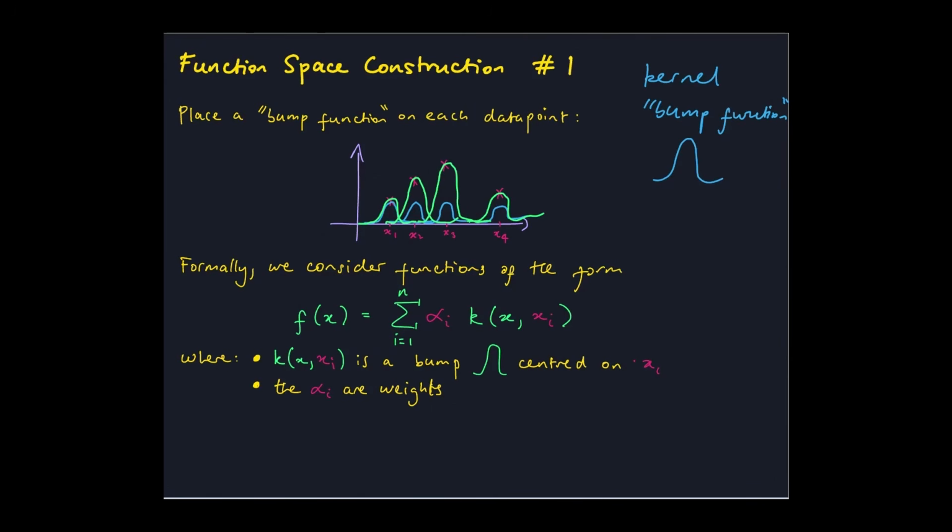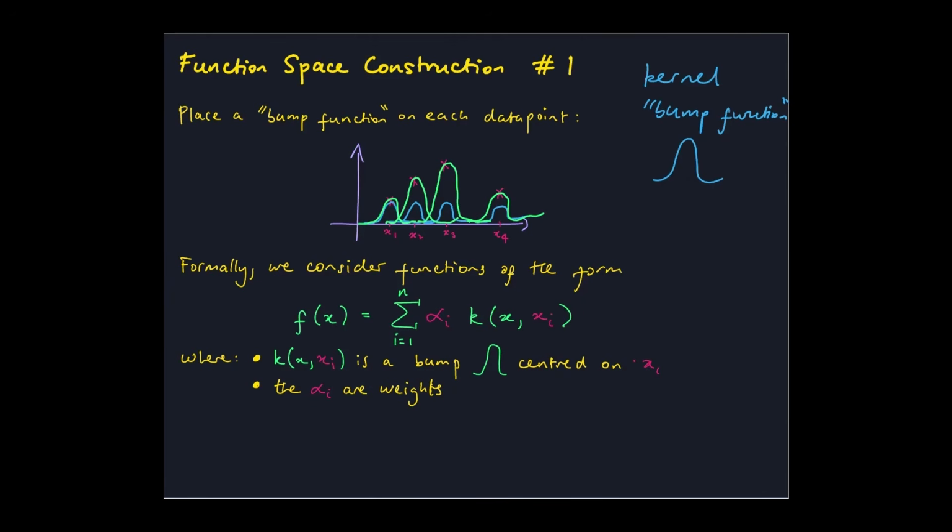And I wrote that down here. So I construct my function f of x by summing over, if I've got n data points, n bump functions. I denote each bump function using this notation k. And there's also a scalar alpha, which allows me to reweight the heights of the different bumps. Then if I have n bumps and n data points, I can definitely fit my data.